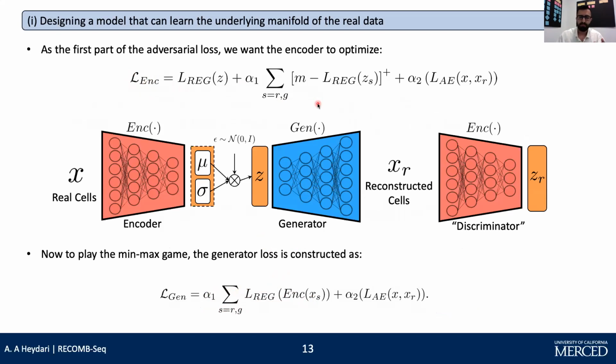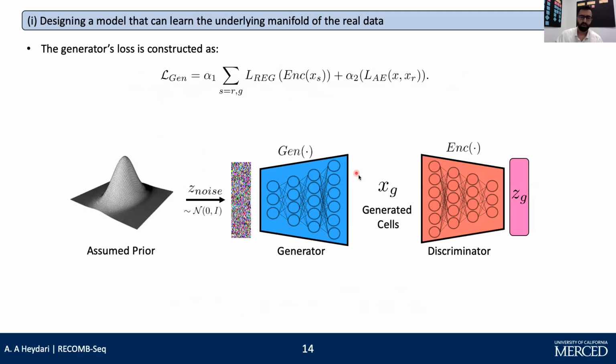One thing to keep in mind is that the generator is actually generating two things. One is the reconstructed cells, where we feed in real cells, we get a latent vector, and then we feed it back to the generator. So we call these the reconstructed cells. And the second one is what we call the generated cells. These are the brand new cells that we generate out of a noise vector.